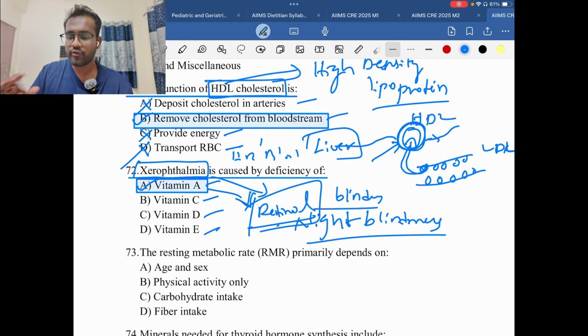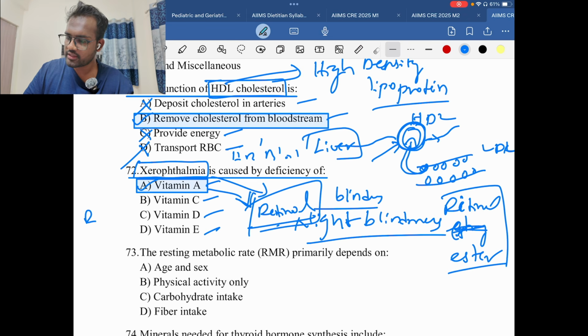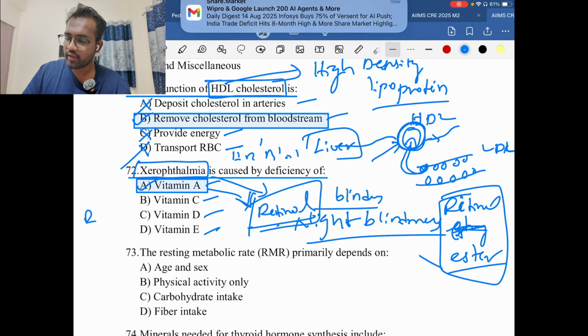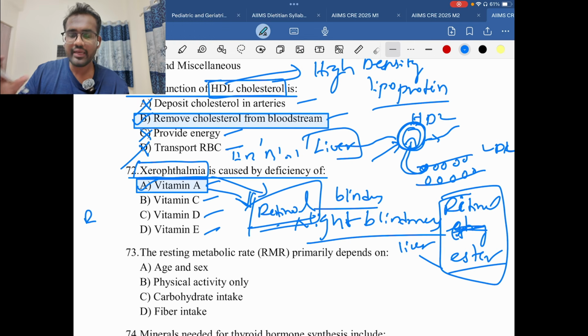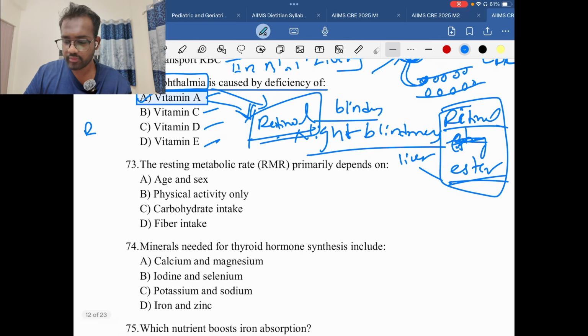And if you remember what is the storage form of vitamin A, it is called retinol ester. Retinol ester is the storage form of vitamin A. It is stored in the liver. Vitamin A is majorly stored in the liver in the form of retinol ester. Always remember that. The question may also be formed from this. It's very important.